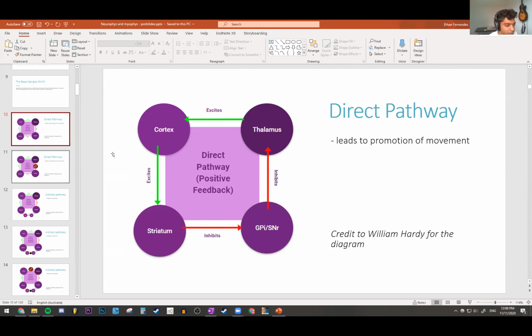So pretty much direct pathway starts in the cortex, excites the striatum. Then the striatum will inhibit these two here. Don't need to remember the names, GPi and SNr. And then because it's inhibiting these, they usually inhibit the thalamus, but since they're being inhibited, the thalamus is free to excite the cortex.